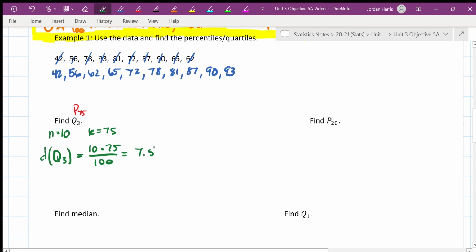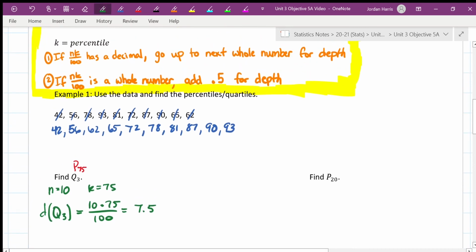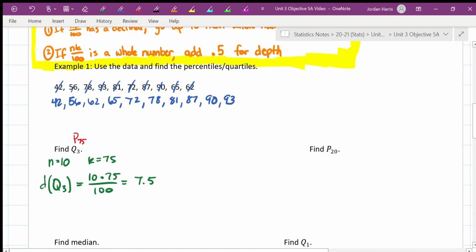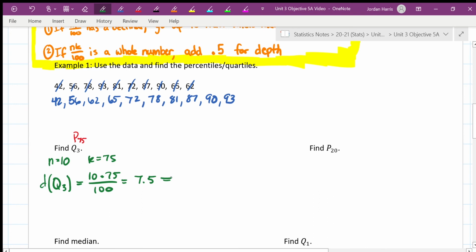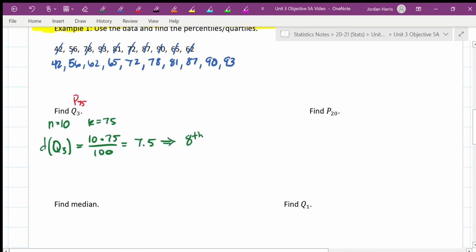So in this case, I get 7.5. But remember, that's not done. We have to use one of these two things. If it has a decimal, which it does, go up to the next whole number for depth. So I have the 8th term. That is my Q3. 1, 2, 3, 4, 5, 6, 7, 8.